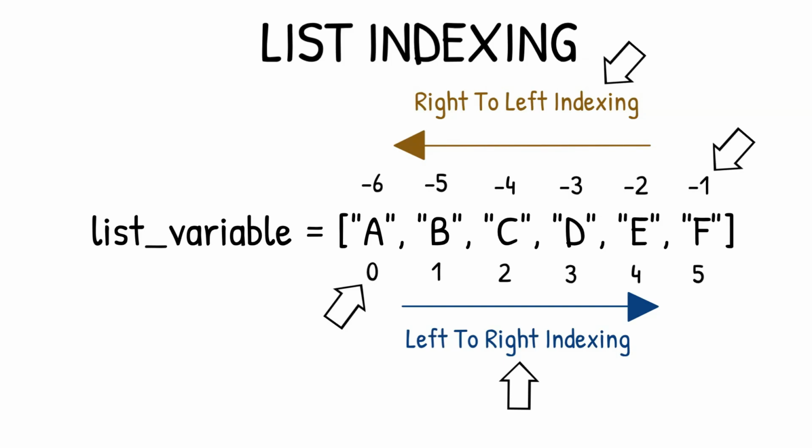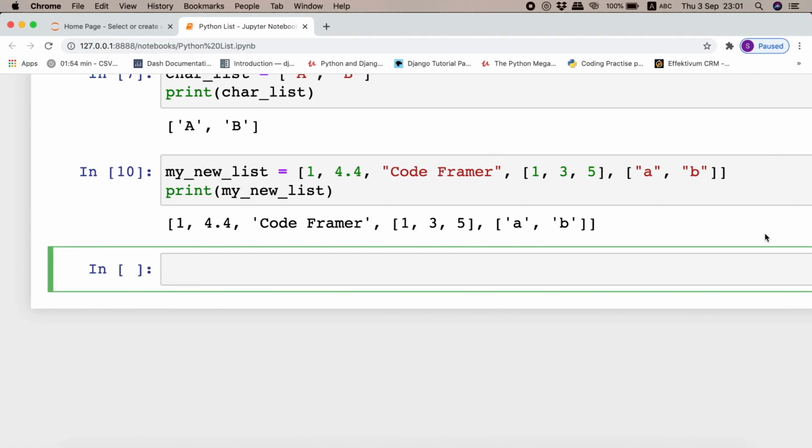Now let us go back to the Jupyter Notebook and start coding. As I said earlier, we can fetch any item from the list by indexing.